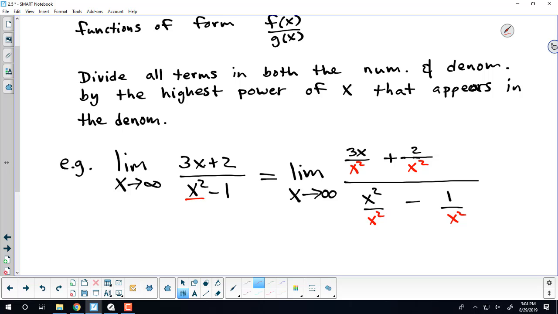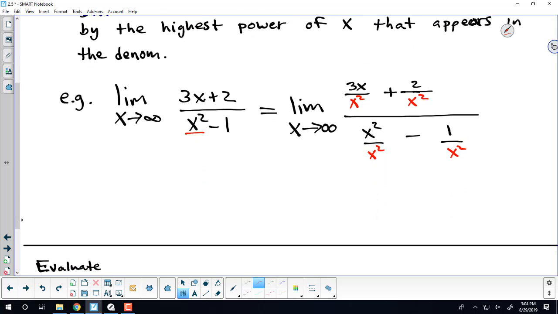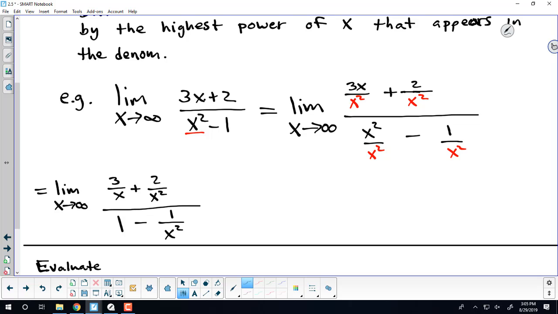So we've divided everything by the highest power of x in the denominator, and then we simplify. 3x over x squared is just 3 over x. Can't simplify the positive 2 over x squared, so we'll leave that. x squared over x squared is 1, and we can't simplify the minus 1 over x squared.